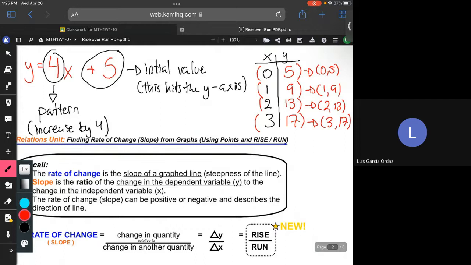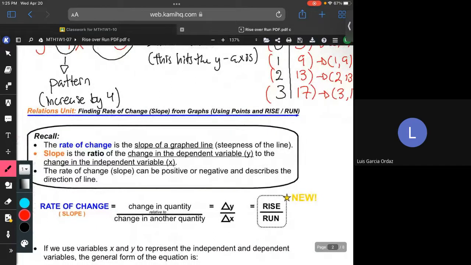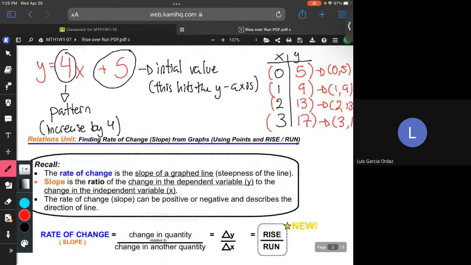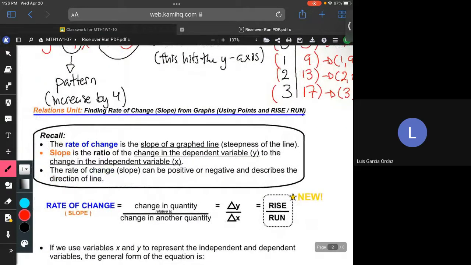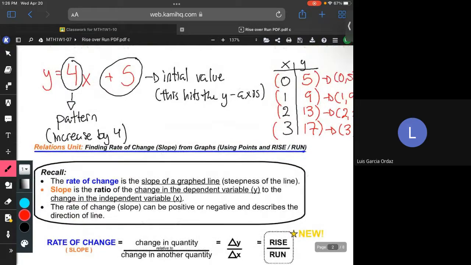So when we talk about the rate of change, we're talking about that number that's in front of my variable. For example, here, that 4 that's in front of the x, we called it our pattern. That's actually the rate of change. It's what changes throughout the graph. So in this case, each time my graph is increasing by 4. So that pattern you see, which is 4, is now known as your slope or rate of change. It's just a fancy way of saying pattern.